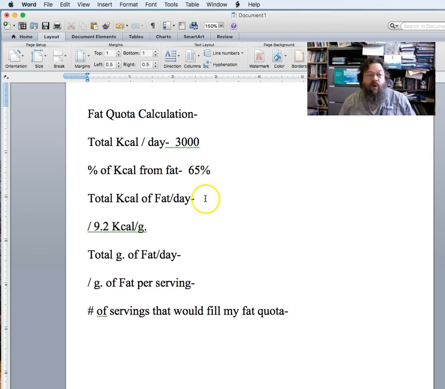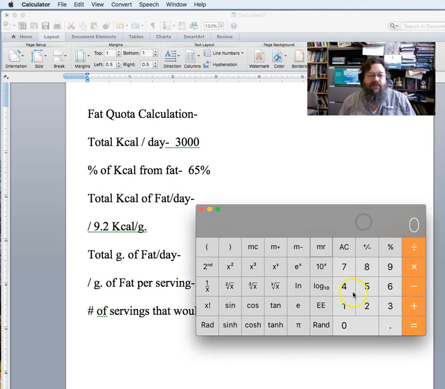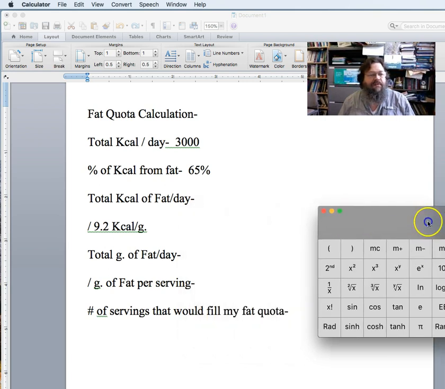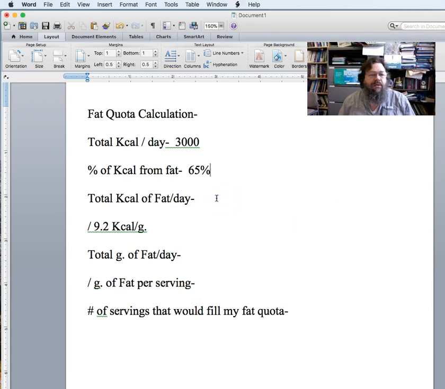It's up to you to figure out what yours should be, because this is your personal fat quota. Now, I want to take my 3,000 calories per day, multiply by 65%. So 3,000 times 0.65, right? That's 65%. And that means I'm looking for 1,950 kilocalories of fat each day.